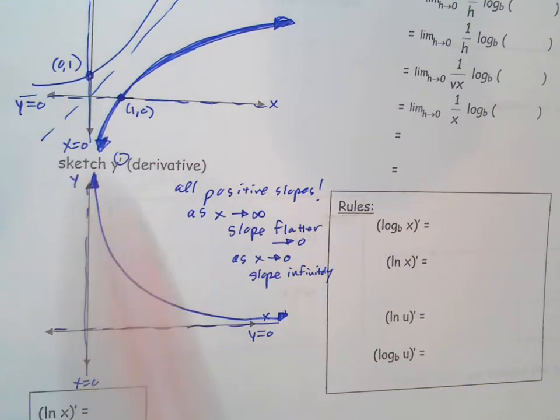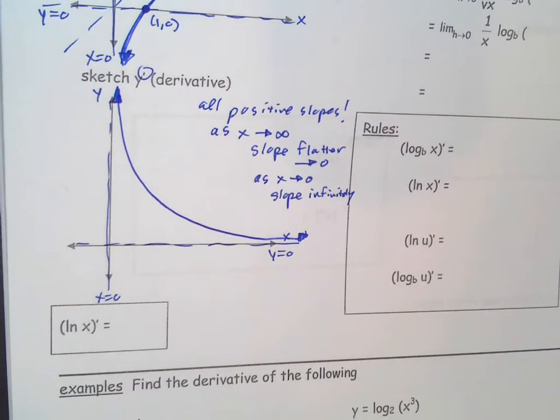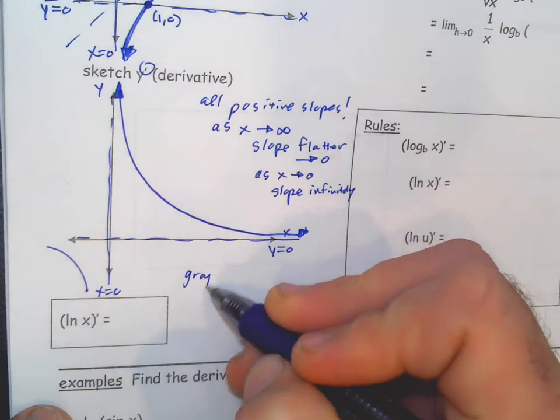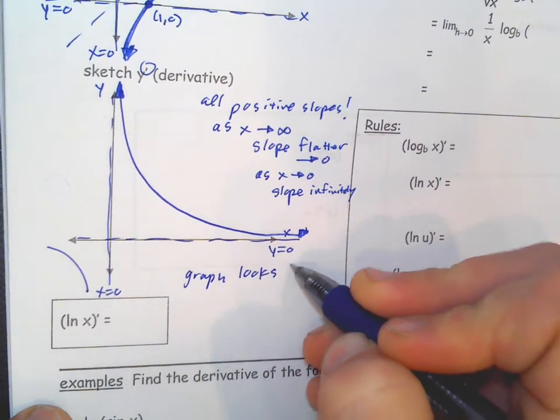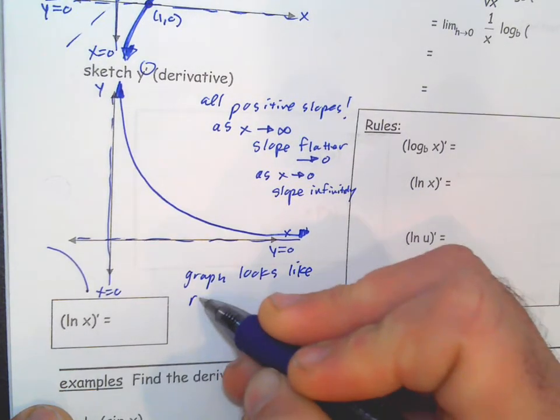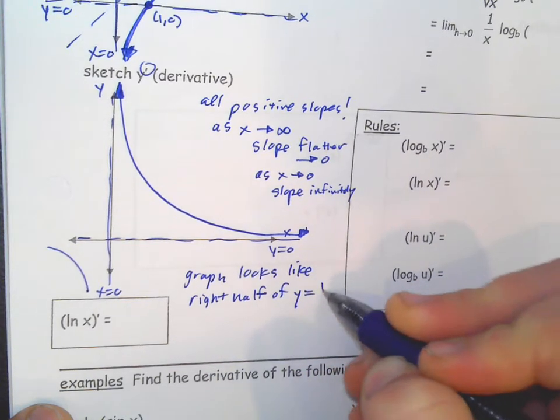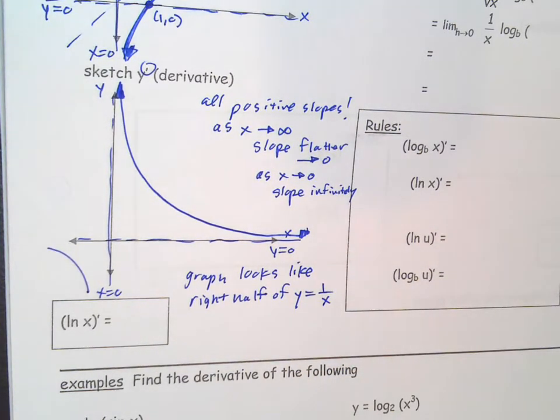Now, it doesn't exist over here, but what does this graph look like? Does this graph look like any kind of function that we've studied at all? Vertical asymptote, horizontal asymptote. It kind of makes me think of rational functions. And so the graph looks like the right half of a really basic rational function, y equals 1 over x, right? Just the right half. So let's stick with that for a second.